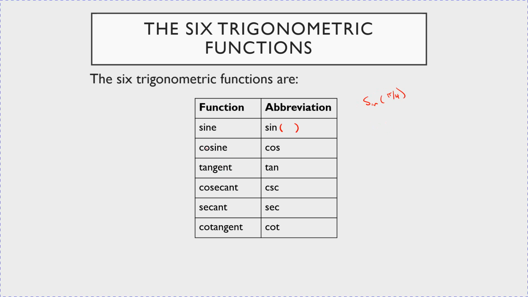Then we have the cosine function, abbreviated COS, and the tangent function, abbreviated TAN. Then we have the cosecant function, abbreviated CSC, the secant function, abbreviated SEC, and the last one is the cotangent function, abbreviated COT. So we have these 6 trig functions, and what I'm going to do in class today is define them in terms of a right triangle for you. That'll make more sense as we go through this lecture.